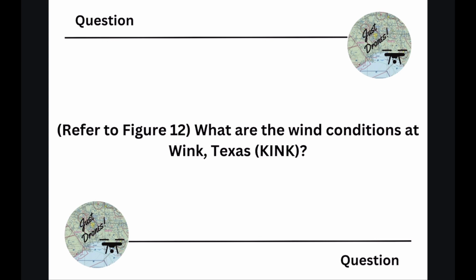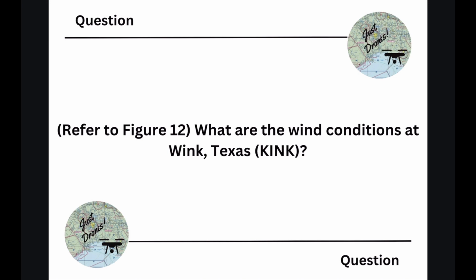So the very first one, it says refer to figure 12. So when you go in to take your Part 107 exam, you'll get this booklet. And this booklet contains all the figures that you could possibly need on this exam. So when it tells you to refer to figure 12, you simply open that booklet up and find figure 12. And then you read the rest of the question. What are the wind conditions at Wink, Texas? And the airport identifier being KINK. So because they're giving you that airport identifier, it makes it very easy to find that specific airport and the METAR that's being released for it on figure 12.